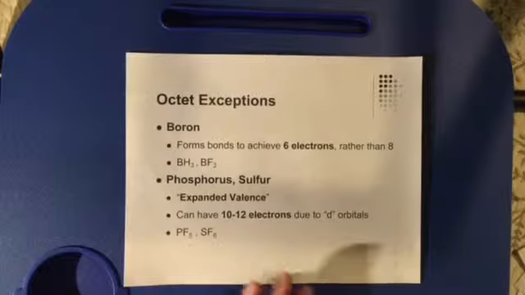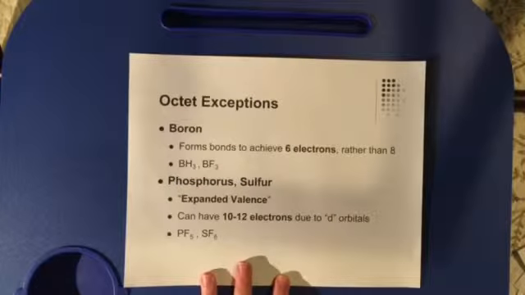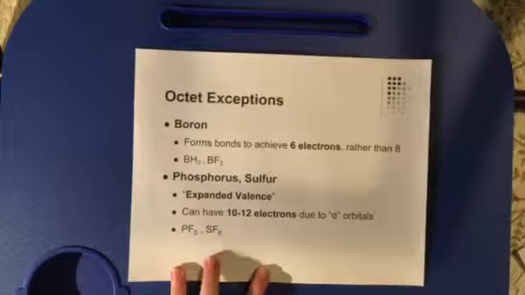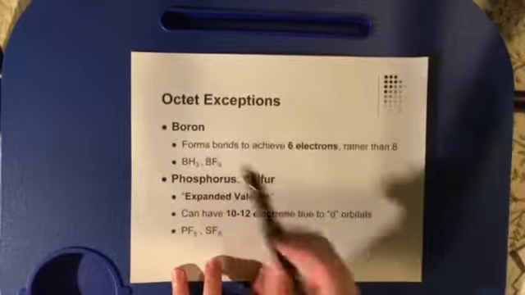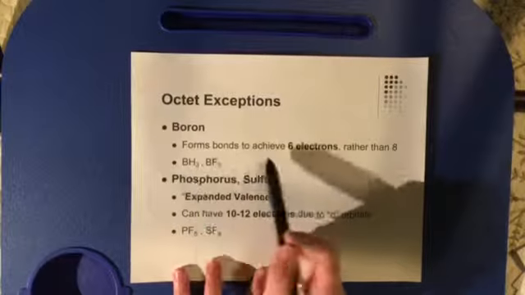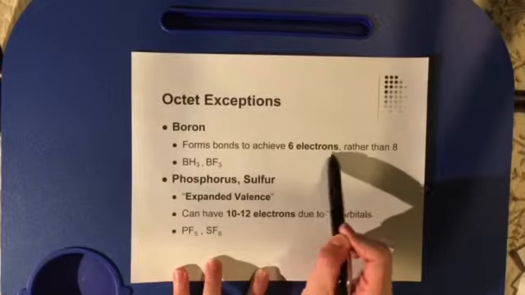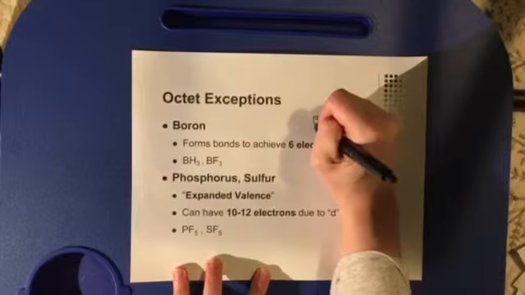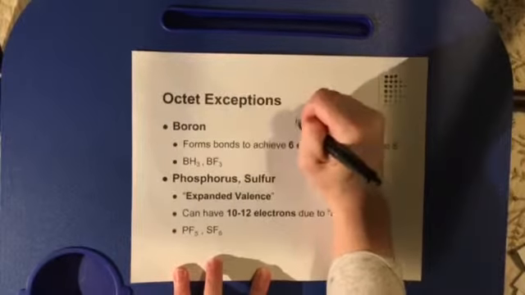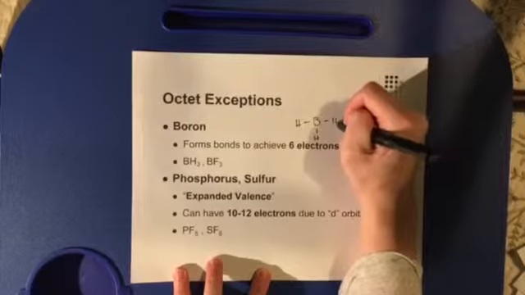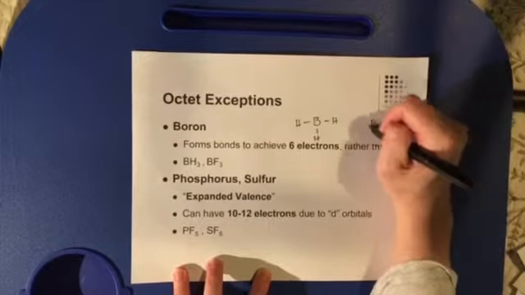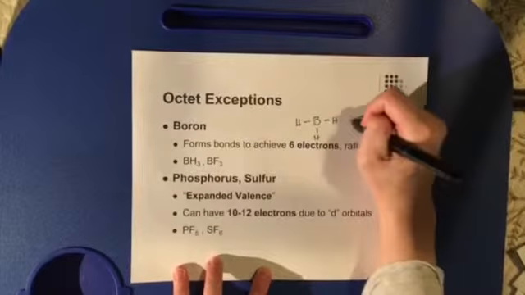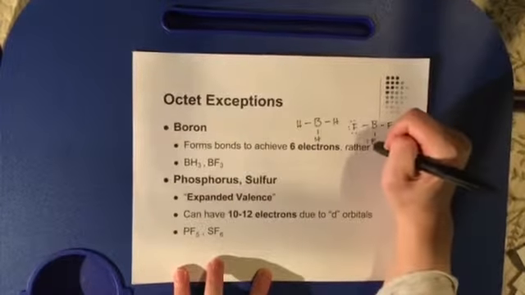Octet exceptions, we're not going to do any examples of this. I just want you to know about them. So this could be a multiple choice question on a quiz. Boron tends to form bonds to achieve 6 electrons rather than 8. And so it has things like BH3, BF3, where it only has 6 electrons around it.